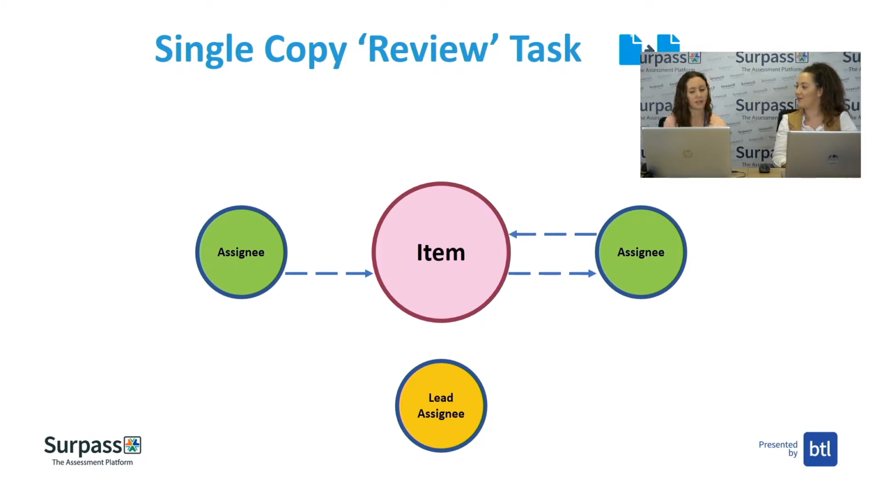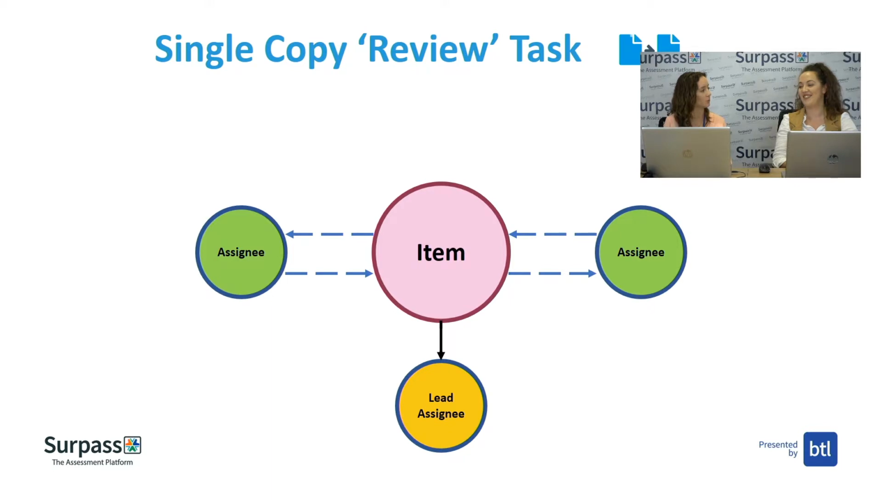Yeah, so any changes that second assignee makes would also be able to be seen by that first assignee, wouldn't they? Yeah, exactly. And then the lead assignee comes in basically just to review that single copy of the item. Yeah, so there's only ever one copy, as you say. Single copy, one copy of the item.